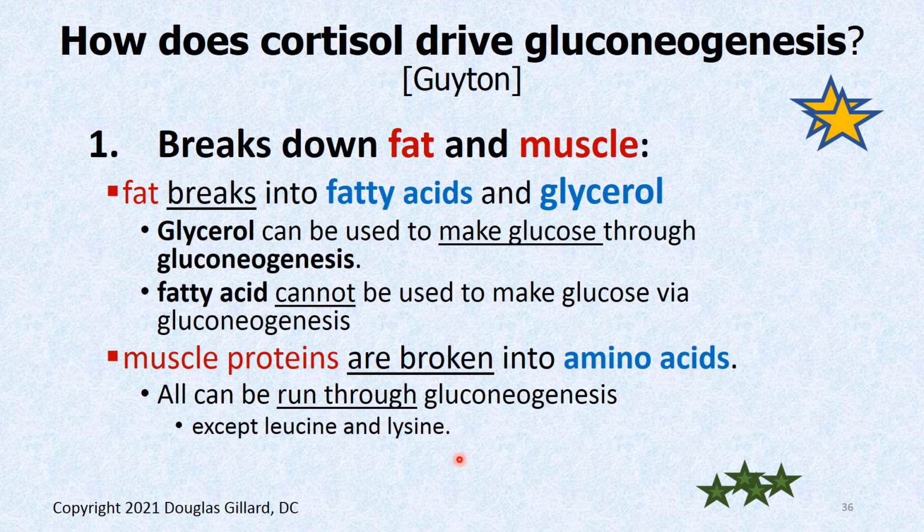How does cortisol drive gluconeogenesis? Well, we said this already. It breaks down fat and muscle into fatty acids and glycerol. Glycerol can be used. Fatty acids cannot be directly used to make glucose through gluconeogenesis. That's a good biochemistry question. Muscle proteins are broken down into amino acids. And we'll look at the pattern when we talk about cortisol. It's a very strange pattern. The fat breakdown usually occurs in the thighs and the arms, and you actually get fat deposition in your stomach, so you get kind of like Homer Simpson, with spindly legs. So it's very strange.